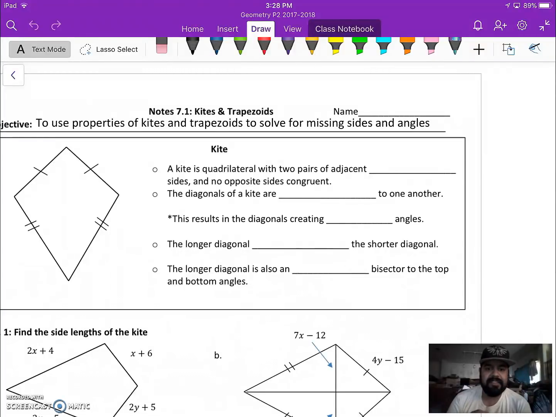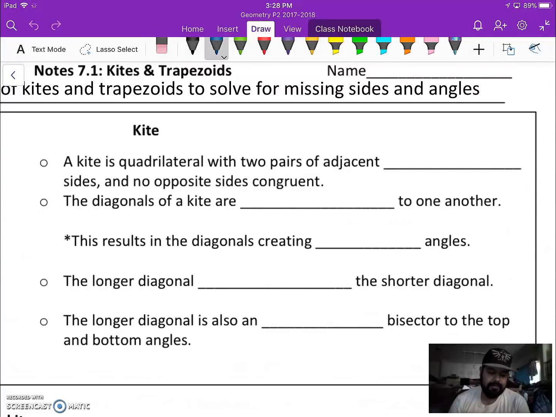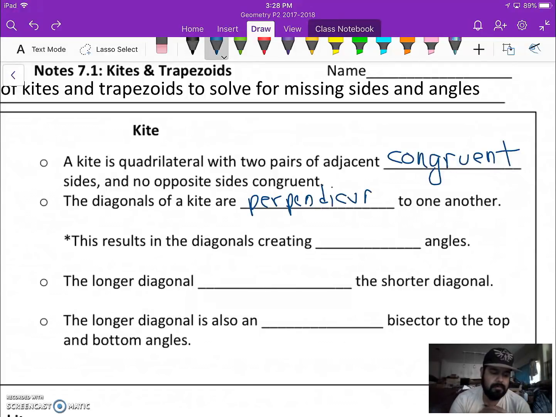Now, a kite is a quadrilateral with two pairs of adjacent congruent sides and no opposite sides are congruent. We'll have different quadrilaterals for that later on. One cool thing is that the diagonals of a kite are perpendicular to one another. And of course, if you remember what perpendicular means, that means they create right angles.